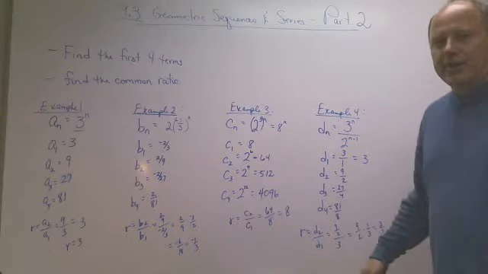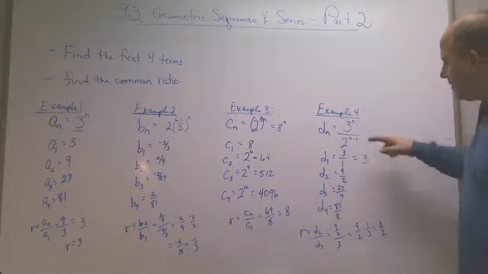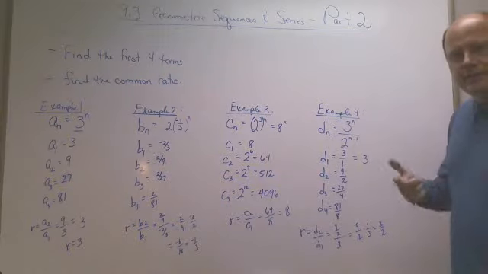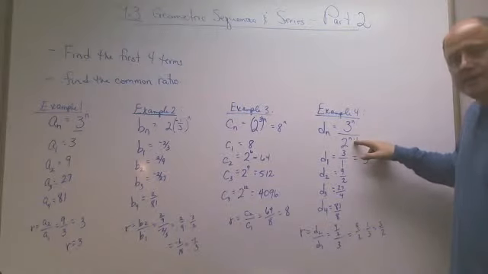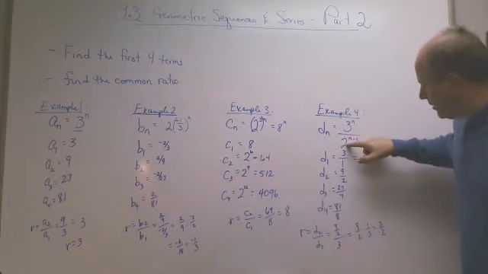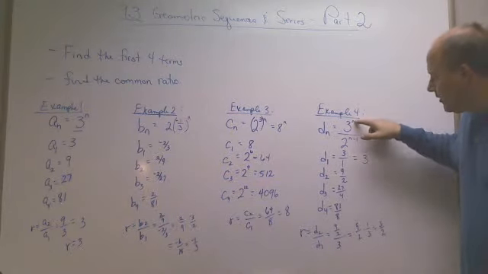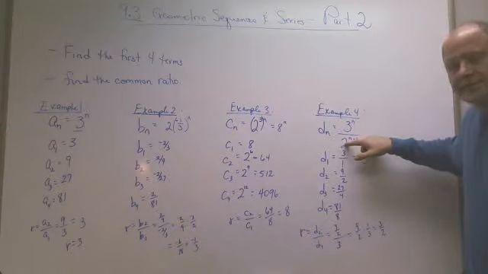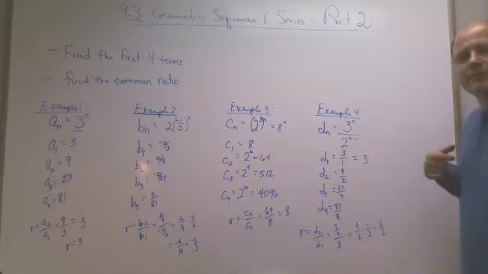Okay? But I could have told you it was 3 halves before I started, because the top number, what's underneath the n, is 3. What's underneath this n is 2. Even though there's a minus 1 there, that's not part of it. It's not like this one's 2 to the 3 n. What's underneath the n is just the 2. So 3 is underneath this n, and 2 is underneath this n. So it's 3 on top, 2 on the bottom, 3 halves.